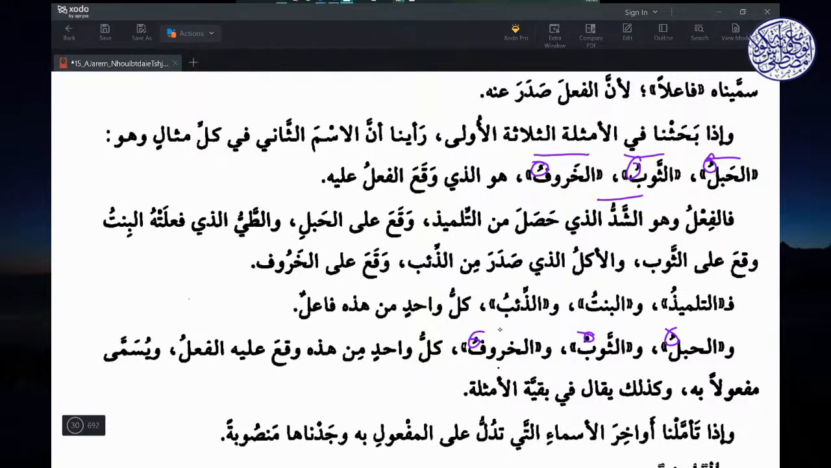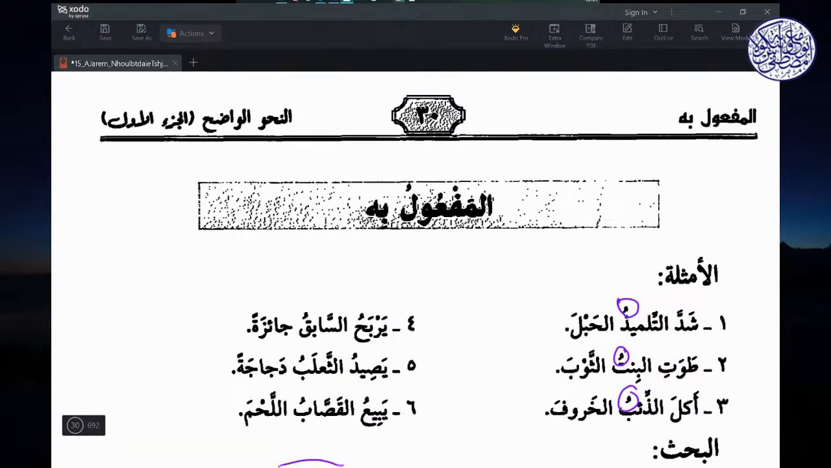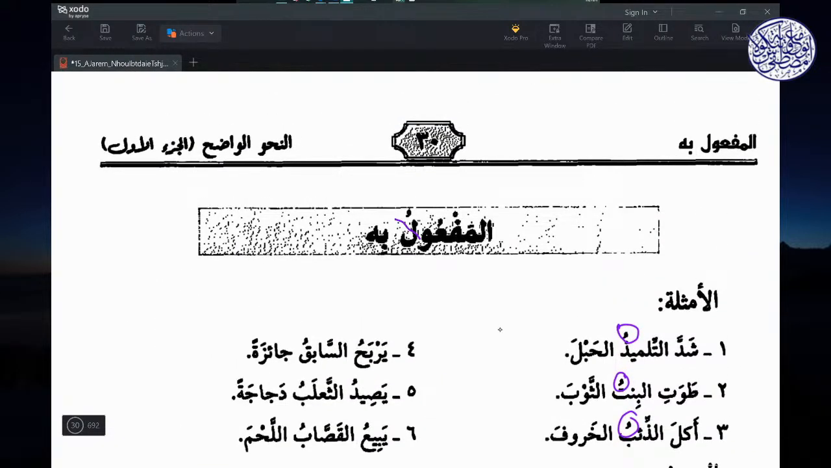كل واحد من هذه وقع عليه الفعل. So the habl, the thawb, and the kharuf, every one of them, an action took place upon them. It happened to them. ويسمى مفعولا به. So this is a maf'ulun bihi. And this is mansub here because of exactly what we're talking about, right? The word is a maf'ulun bihi inside the sentence. Otherwise, we would write it as we see up here, without the alif lam, without the alif on the lam.